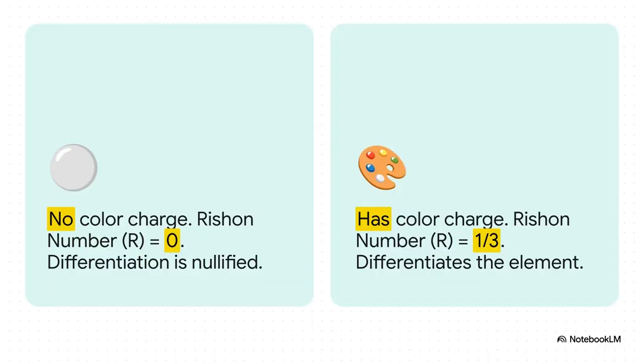And this creates a really clear division of labor. Unlike the all-for-one teamwork we saw with generic Rishons, here the two paired images are basically neutralized. They have no color charge, a Rishon number of 0. They're just kind of there. All the responsibility, everything that defines the particle, falls on that one single unpaired image. It's the only one doing the work.